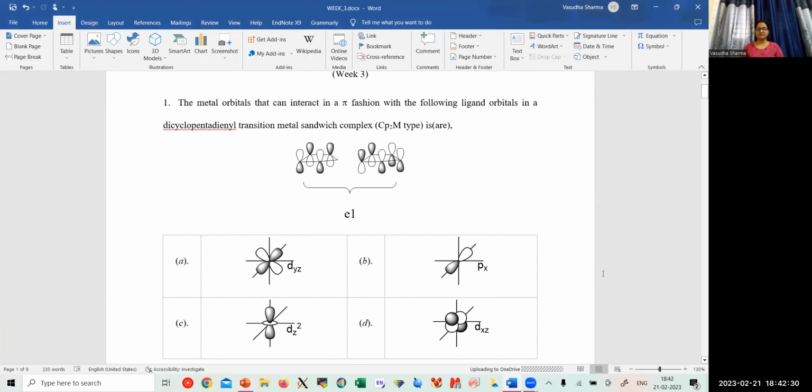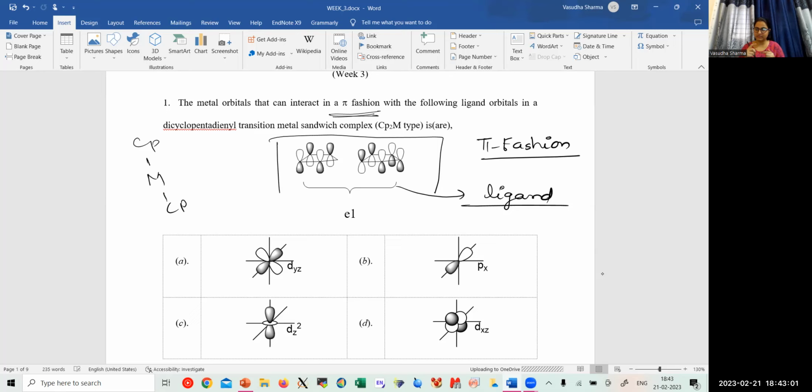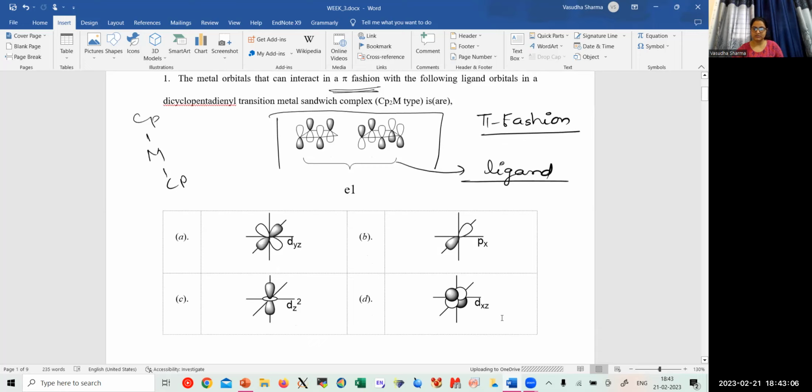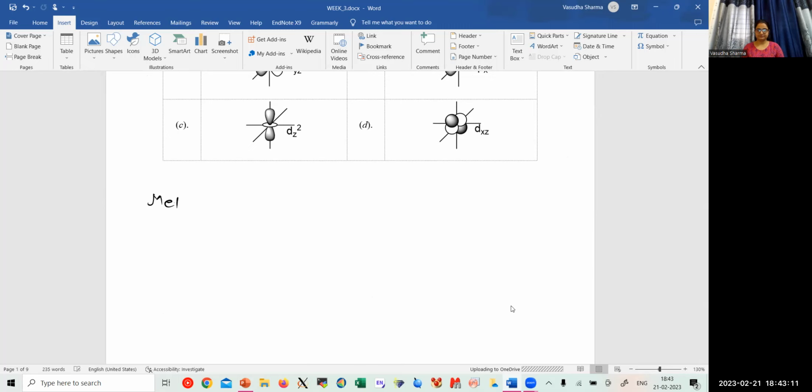The first question that we have is the metal orbitals that can interact in a pi fashion with the following ligand orbitals in a dicyclopentadienyl transition metal sandwich complex, so this M-Cp and Cp, the same way that we have talked about. Firstly, you need to know the pi fashion they are talking about. The orbitals are also given, and they are asking about the combinations. This is the orbitals of the ligand, right? And we need to find out which orbital will be forming a pi bond with the metal orbital. We have already talked about how the combination occurs.